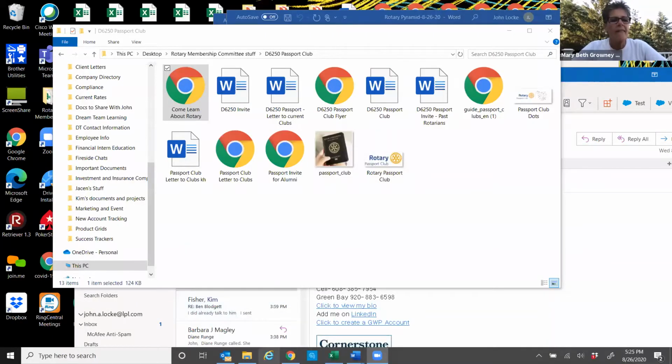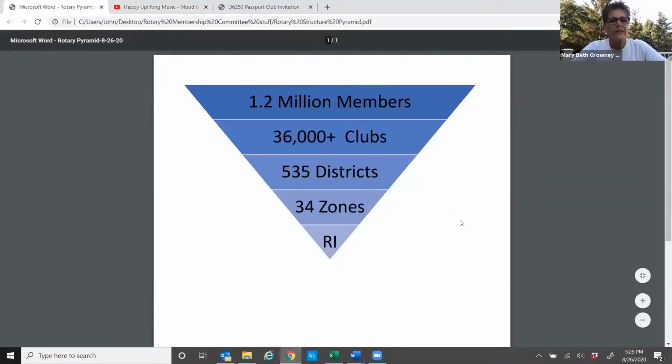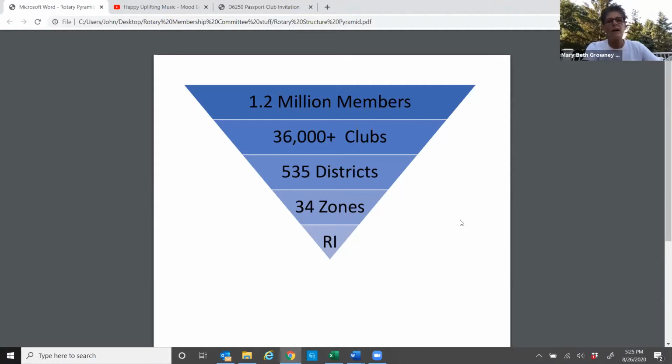A long time ago, I created this inverted pyramid of Rotary, and I didn't invent it, it's all our numbers. But the important thing about this slide is that at the very top of it is all of us. The 1.2 million members of our great organization are the reason that everybody below it exists.